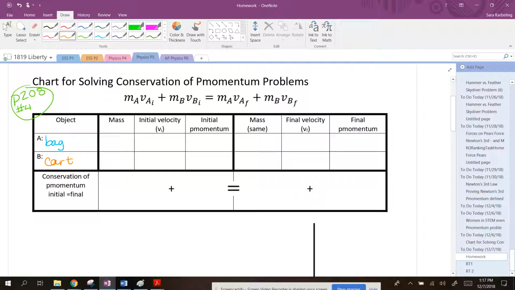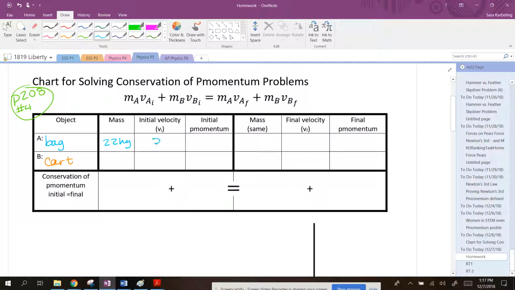What's the mass of the laundry bag? 22 kilograms. What's the initial velocity of the laundry bag? Is that right? Zach does not agree with you. Why don't you agree? Because we need to find the velocity. Right. What is that 3.0? That's the final velocity, right?